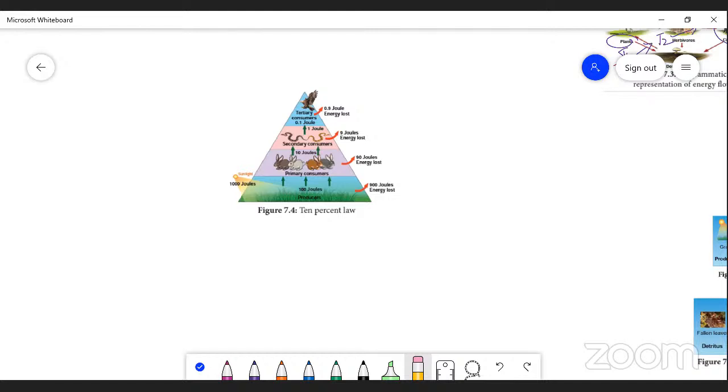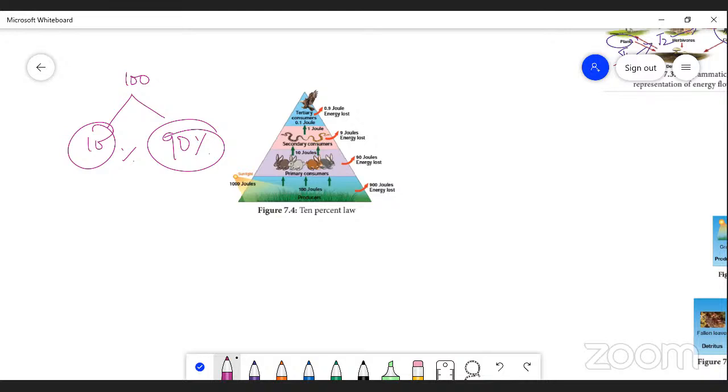Actually, according to thermodynamics law 2, out of 100% energy synthesized in any trophic level, only 10% is utilized or transferred from one trophic level to another trophic level, whereas 90% of energy is lost in the form of heat. This is stated by thermodynamics law 2.